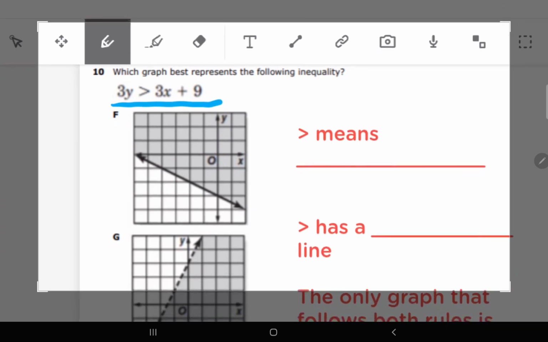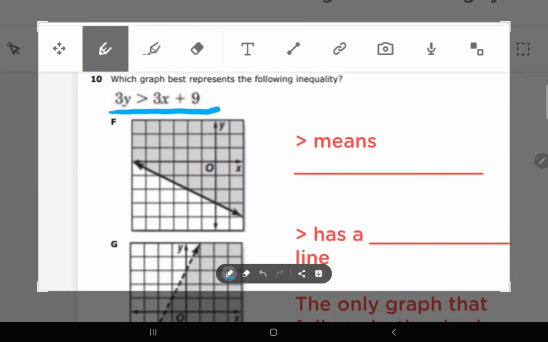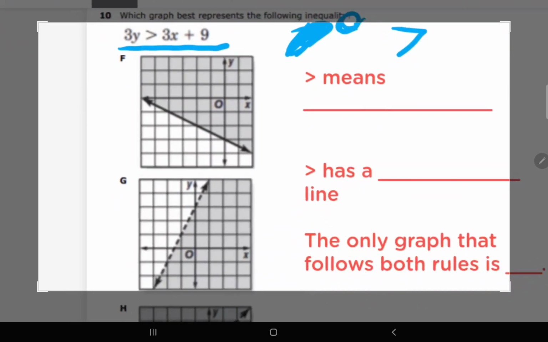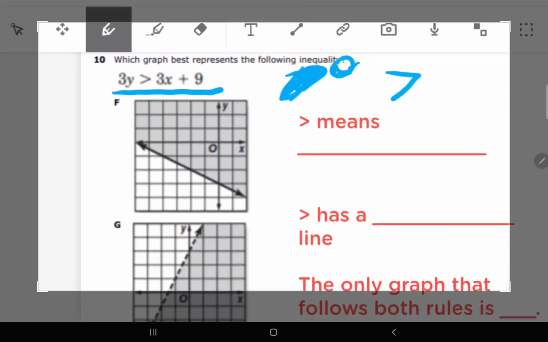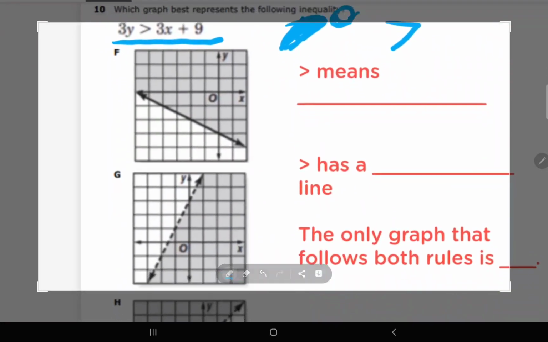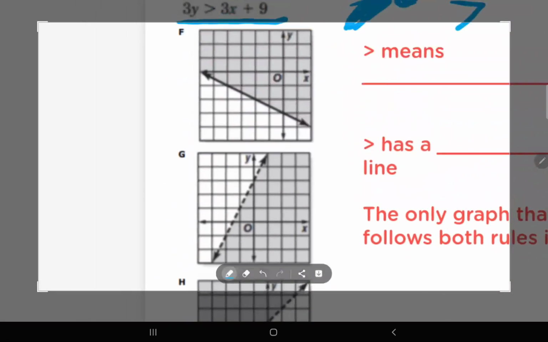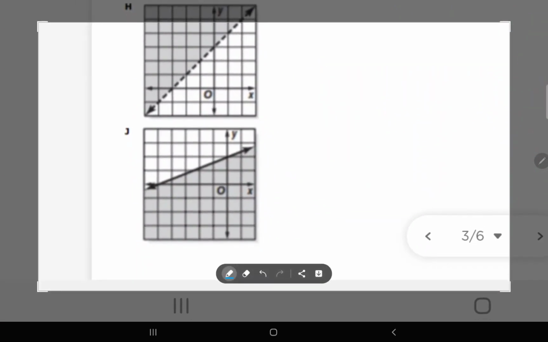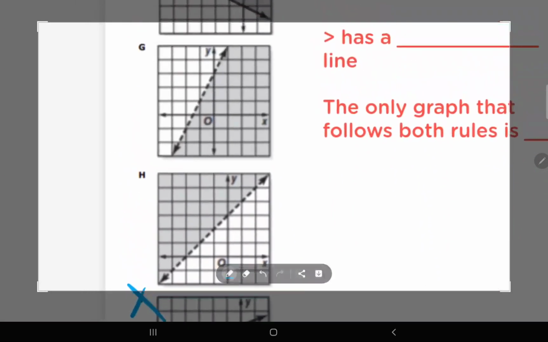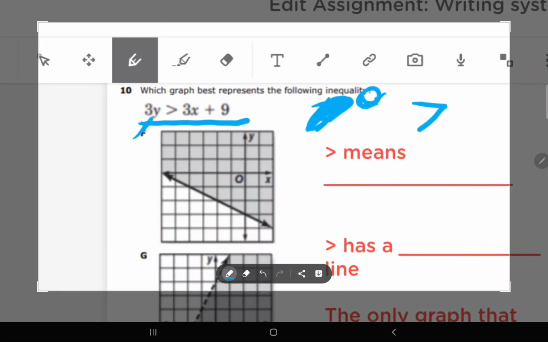Whenever you're working with an inequality, there's a couple of things that you need to focus on. Look at the sign. This is my sign right here. You notice that there's no little line below it. That means that we're going to have a dotted line. Which of my two answers has a dotted line? It's going to be G and H, meaning that J is not my answer, neither is F.